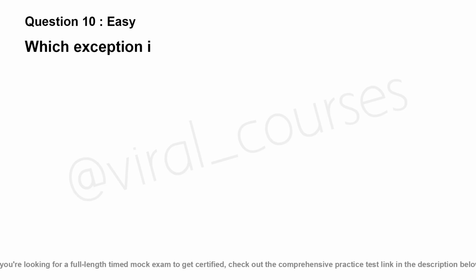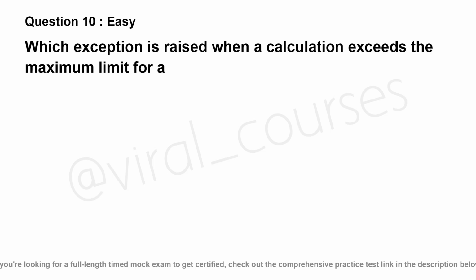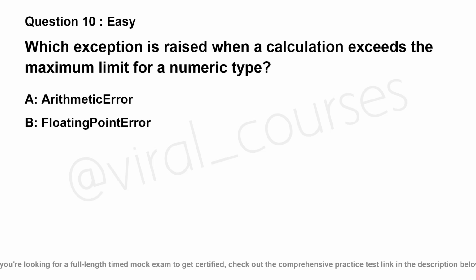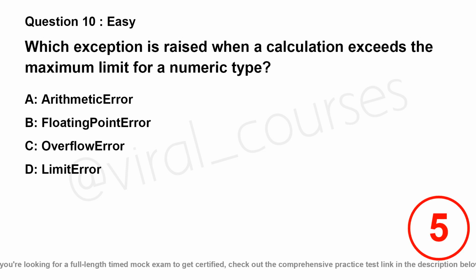Which exception is raised when a calculation exceeds the maximum limit for a numeric type? Option A, ArithmeticError. Option B, FloatingPointError. Option C, OverflowError. Option D, LimitError.